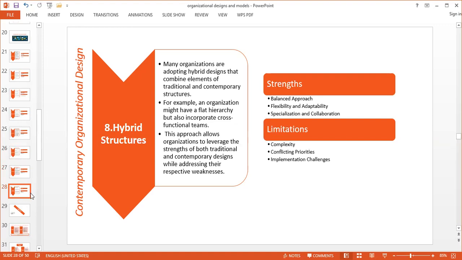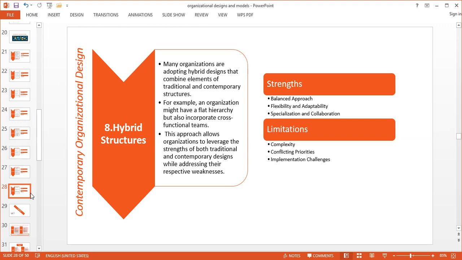The eighth one is hybrid structure, which is included in both traditional and contemporary organizational design. Many organizations are adopting hybrid designs that combine elements of traditional and contemporary structures. For example, an organization might have a flat hierarchy but also incorporate cross-functional teams. This approach allows organizations to leverage the strengths of both traditional and contemporary designs while addressing their respective weaknesses.